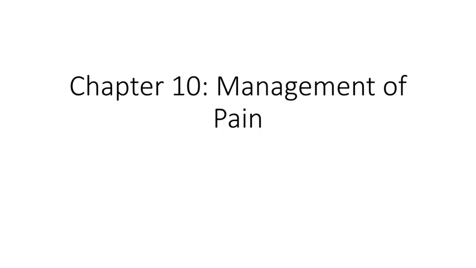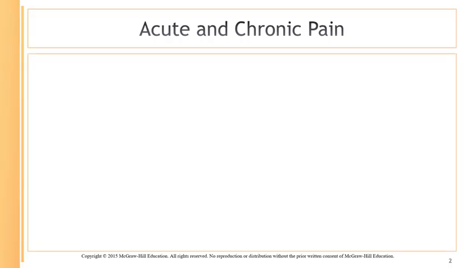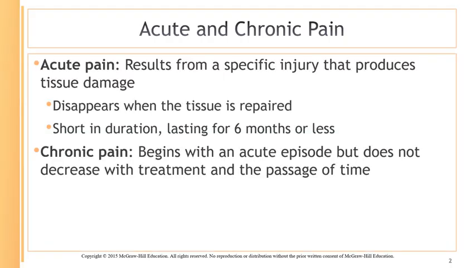Hi everyone, so chapter 10 will cover management of pain and different types of techniques to manage the experience of pain. So the two types of pain are commonly referred to as acute and chronic pain. Acute pain results from a specific injury that produces tissue damage and disappears when the tissue is repaired. Acute pain is very short in duration, lasting for about 6 months or less.